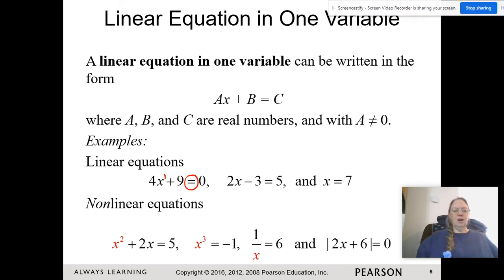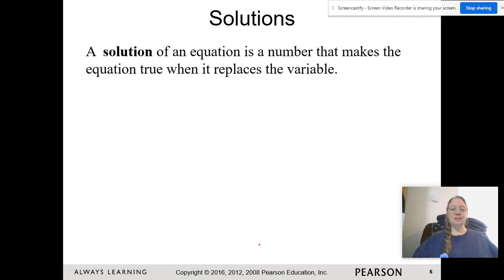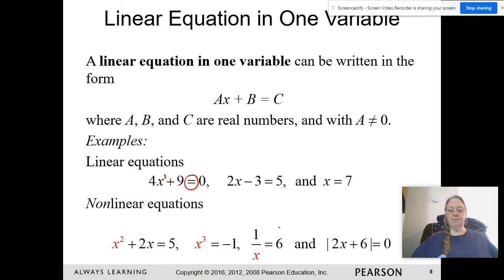Okay. These are all non-linear equations. Notice this one has an x squared, which makes it actually a quadratic. An x cubed is a cubic. 1 divided by x. X is to the first power. However, we're dividing by x, and therefore it makes it not a linear equation. This one is absolute value. Again, even though x is to the first power, this is not considered a linear equation.